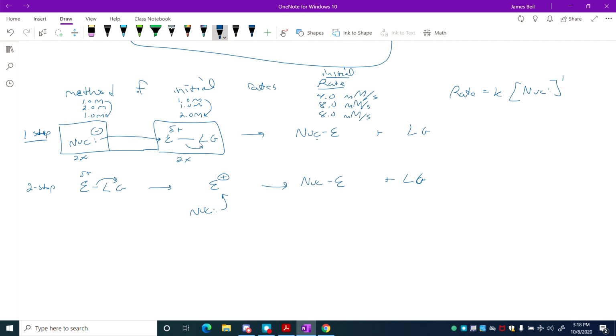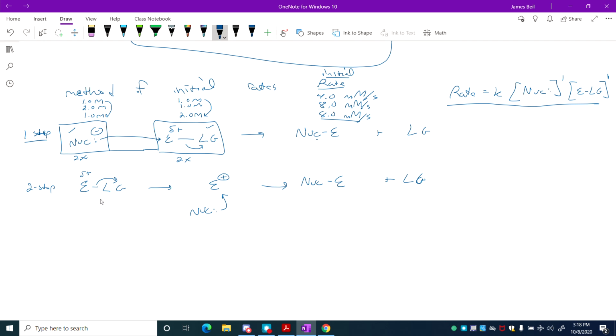Because if I double the amount of that, I'm also facilitating twice as many collisions per second. I should get twice as many products forming per second. And that would suggest that the electrophile, or so-called substrate with the leaving group, is also first order. And that is the rate law that you can measure experimentally by running these experiments. And when certain nucleophiles and certain electrophiles are reacted, that's the rate law you see experimentally. So that's the method of initial rate.